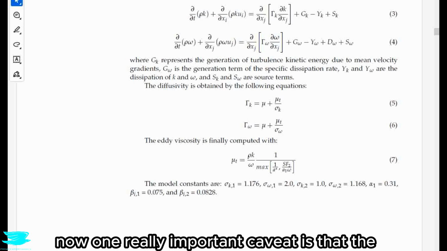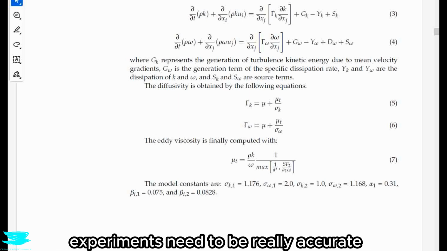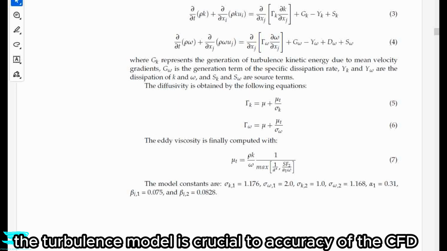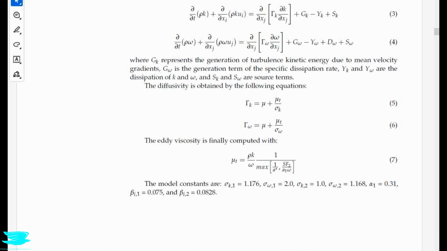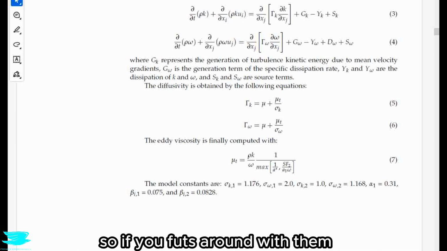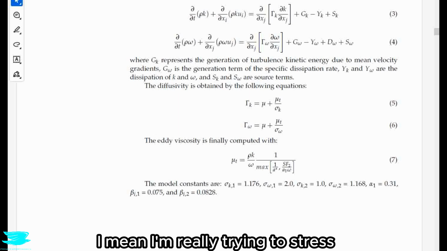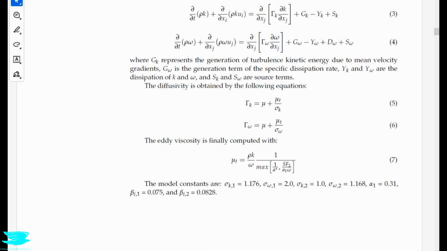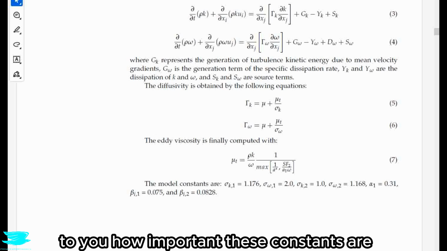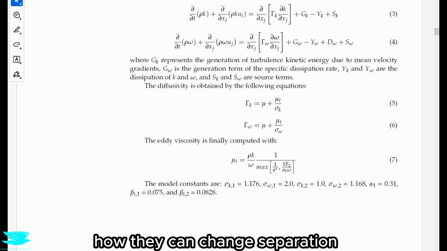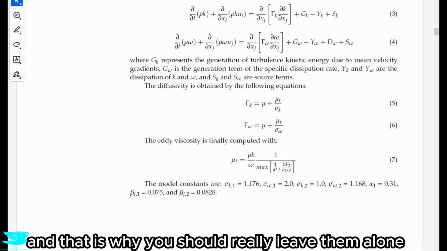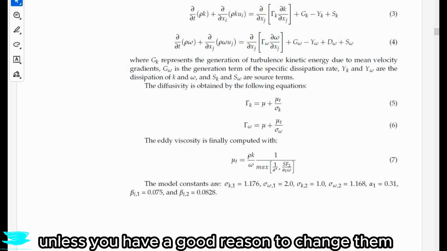Now, one really important caveat is that the experiments need to be really accurate, because the turbulence model is crucial to accurate CFD, and these constants greatly affect the turbulence model. So if you futz around with them and use less accurate numbers, then the CFD will greatly suffer. I'm really trying to stress to you how important these constants are, how they can change separation, turbulence, really everything in your simulation. And that is why you should really leave them alone unless you have good reason to change them.